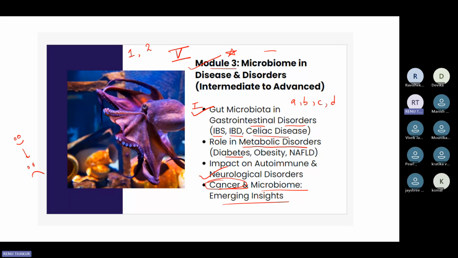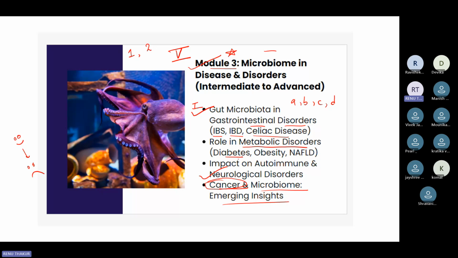And in the second module we went into a bit more detail, but in the third module we read in so much detail how the gut microbiota is associated with different gastrointestinal disorders and diseases. Specifically we have read in detail IBS, IBD, and celiac disease. We have also studied diabetes, obesity, and liver disease. Now we will also study autoimmune and neurological disorders, like how the gut microbiome or gut microbiota is associated with different autoimmune and neurological disorders. And apart from that, the major one is cancer.